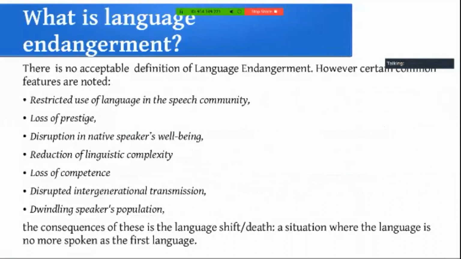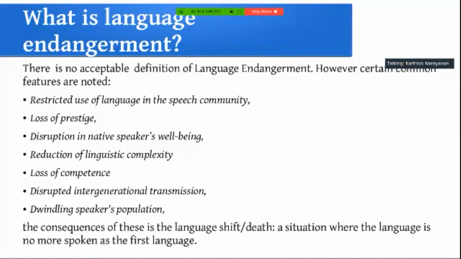So what is language endangerment? Is there any acceptable definition for language endangerment? If you ask me, or if you ask any linguist, we won't be able to give you a particular definition to say this is language endangerment. But we have identified certain things that are statistically regular across all endangered languages. The first is restricted use of language in the speech community, loss of prestige, disruption in native speakers' well-being, something that I'll talk more about later. Then reduction of linguistic complexity, again something that I'll talk more about in the later slides. Loss of competence, again I'll talk more about it in the later slides.